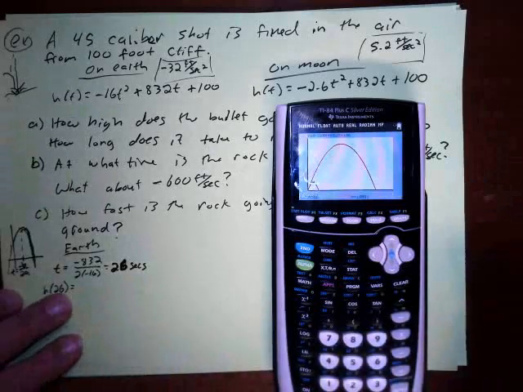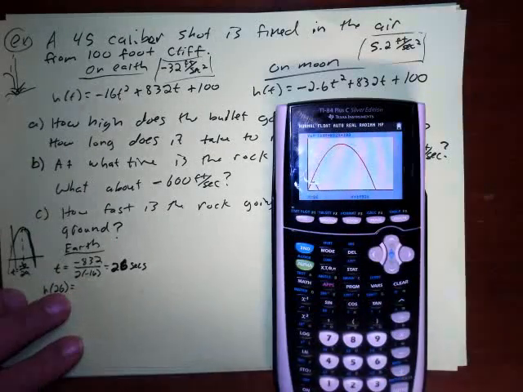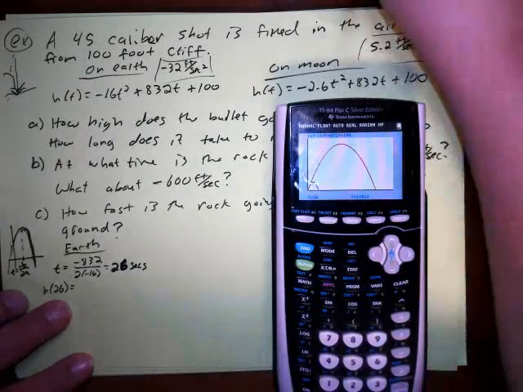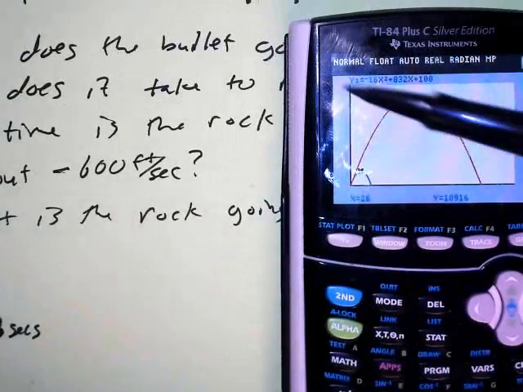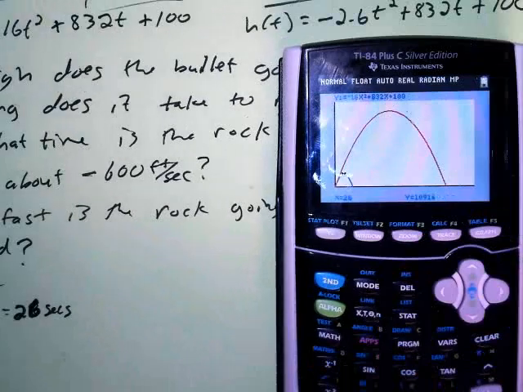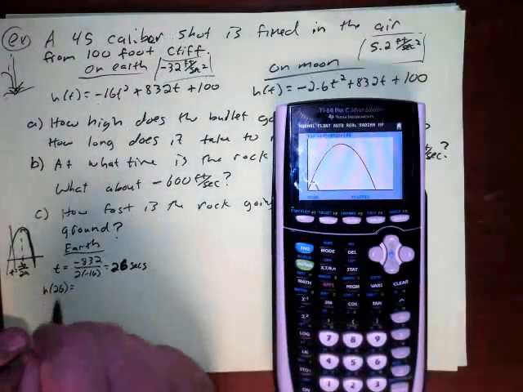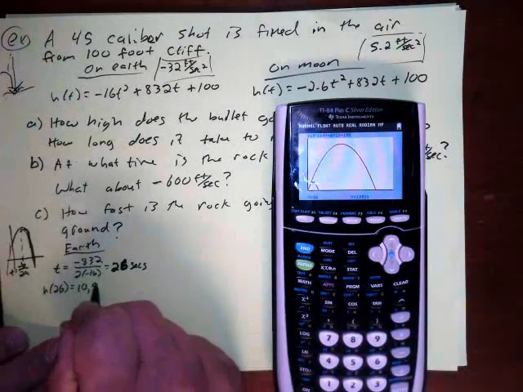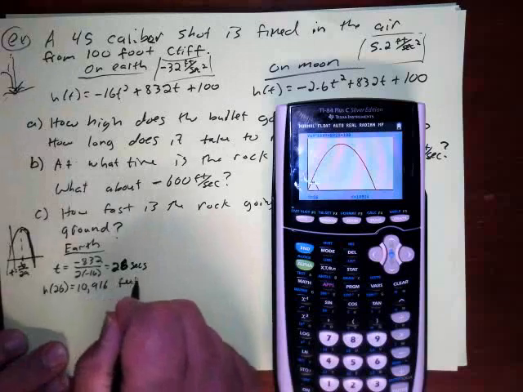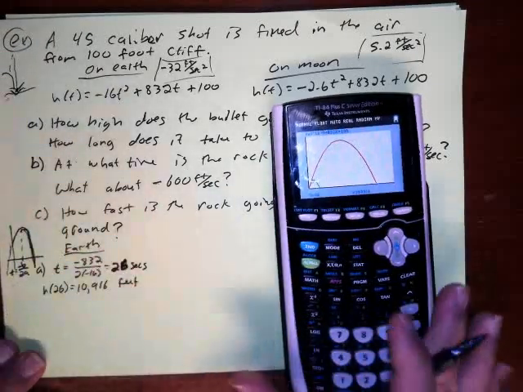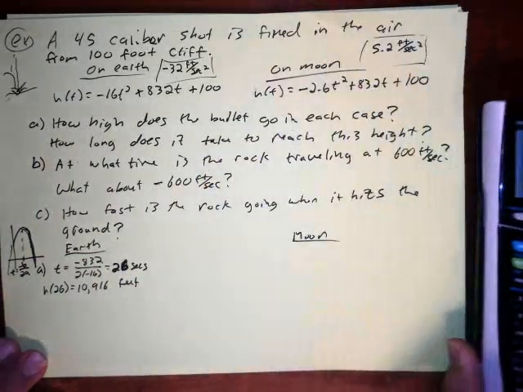So at 26 seconds, and there you see you get the height of the rock. You can see it right there, and it's like 10,916. So this is 10,916 feet. That's how high the rock goes on the Earth, right? So this is A. So what about the moon? Let's try the moon now.